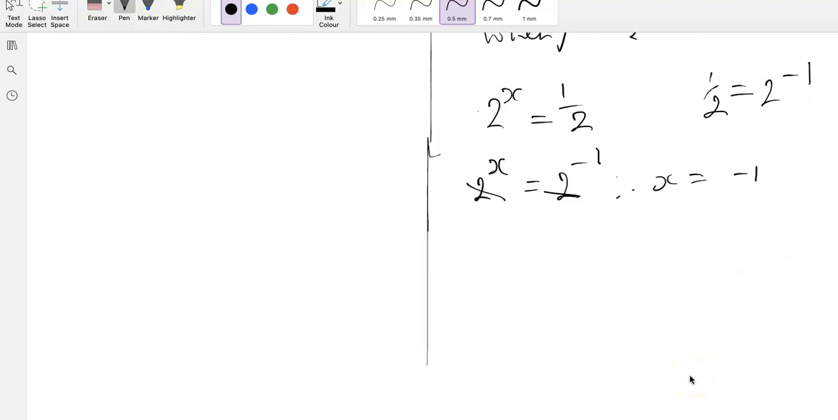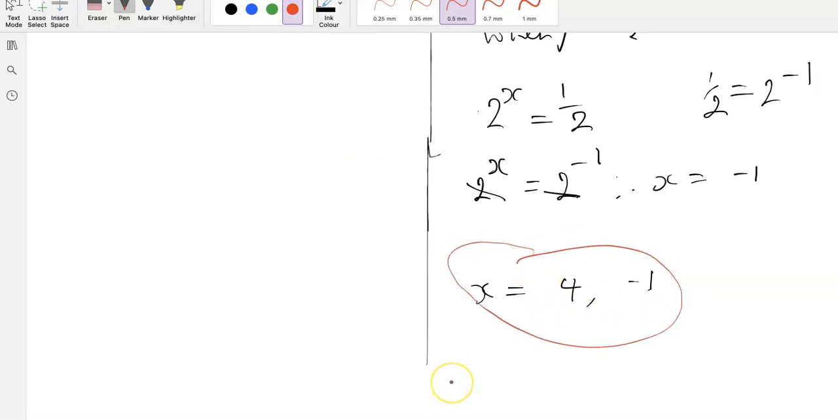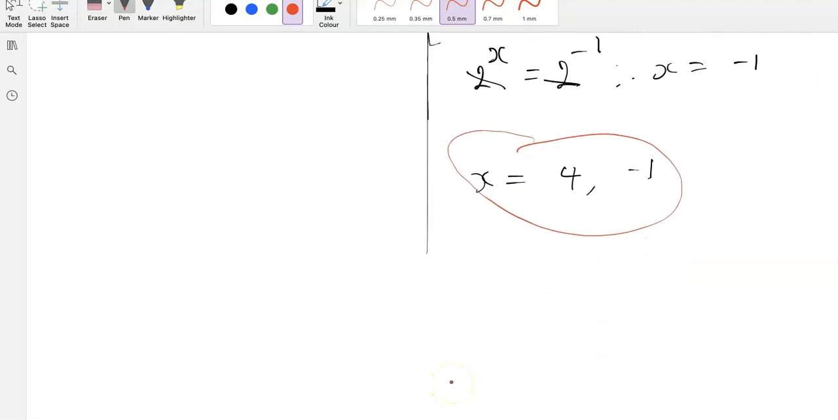So from our values, x is equal to 2 and minus 1. So that is our x. So in the question, x is equal to 2 and minus 1.